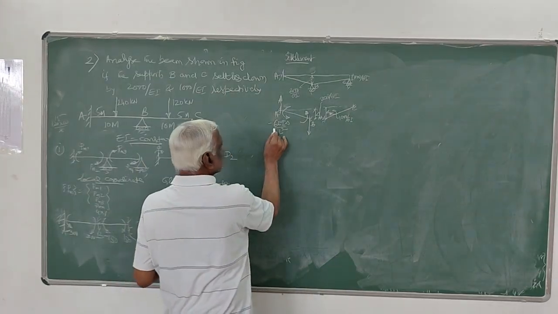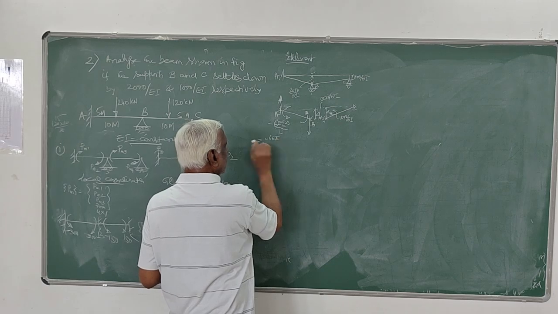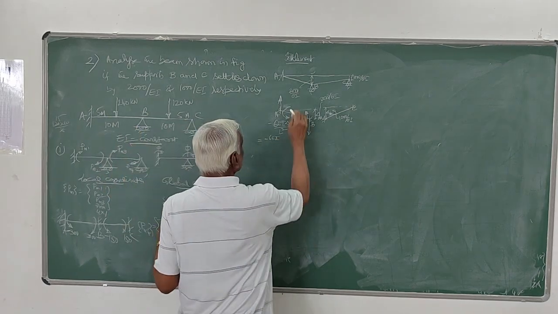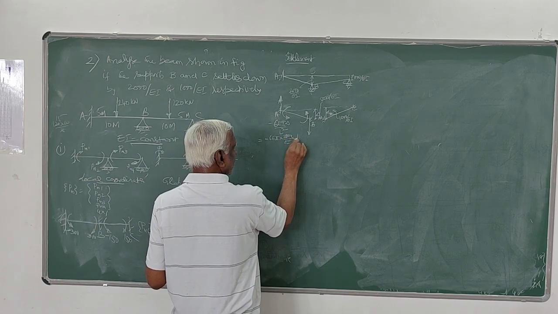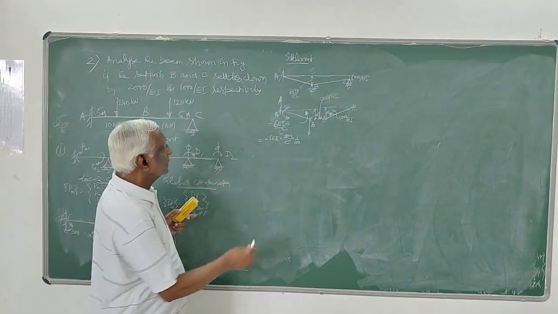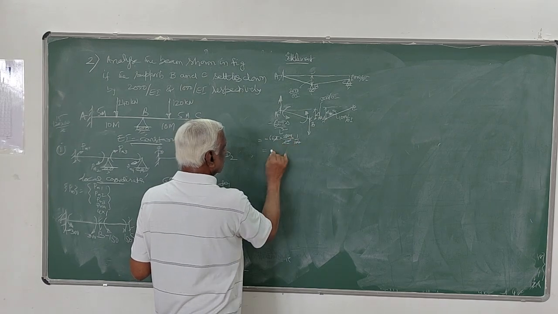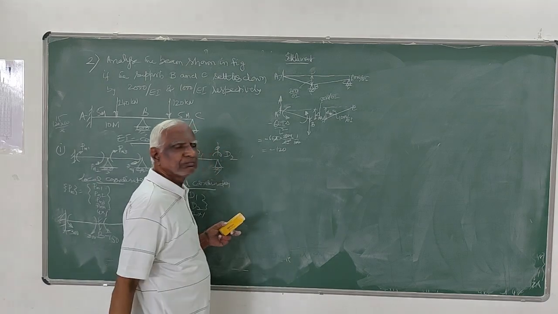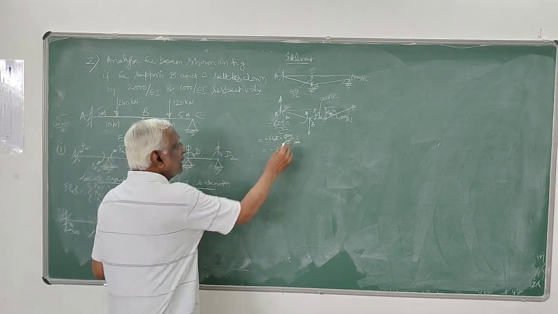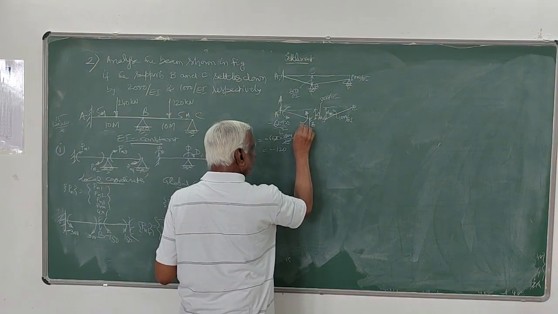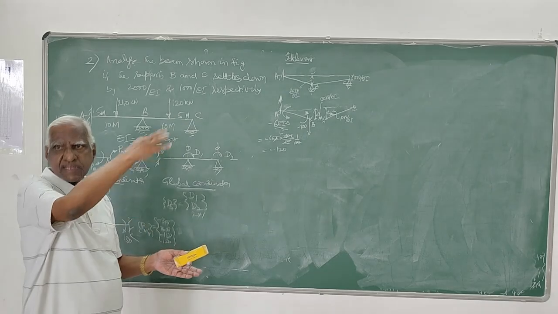Now this is 6 EI delta by L square. Delta is settlement, 2000 by EI. L square is 10 square, 100. So this EI will get cancelled. So you will get this, minus 6 into 20, minus 120. Here also it is the same thing, so minus 120 because it is anti-clockwise both. The end moments are in the same direction.